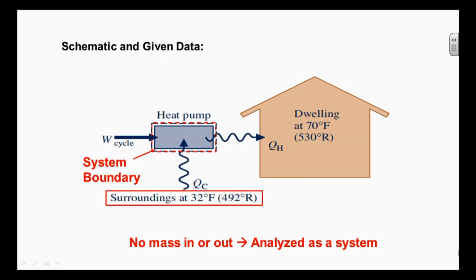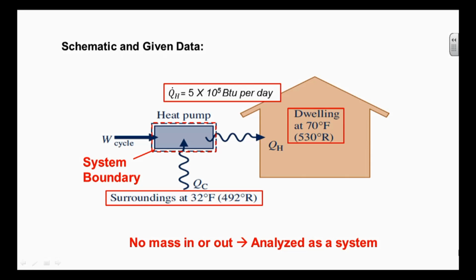The heat source Q sub C and its temperature T sub C. The house temperature T sub H to be maintained by the heat addition Q sub H. Note also that the heat addition was provided here on a time rate basis. Q dot H is equal to 5 times 10 to the 5th BTUs per day. And finally, the work input to the heat pump cycle, W cycle.